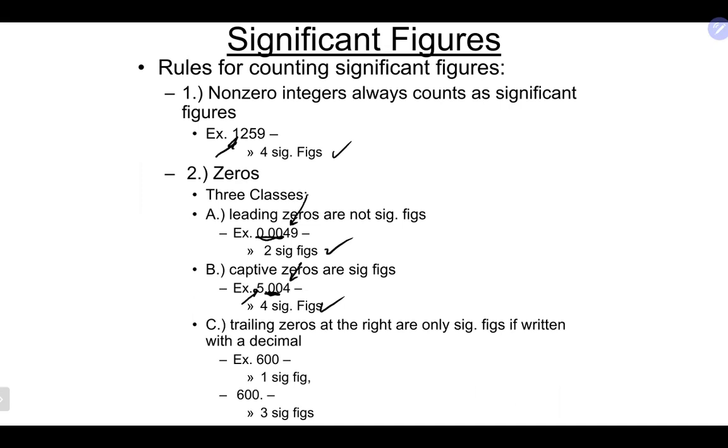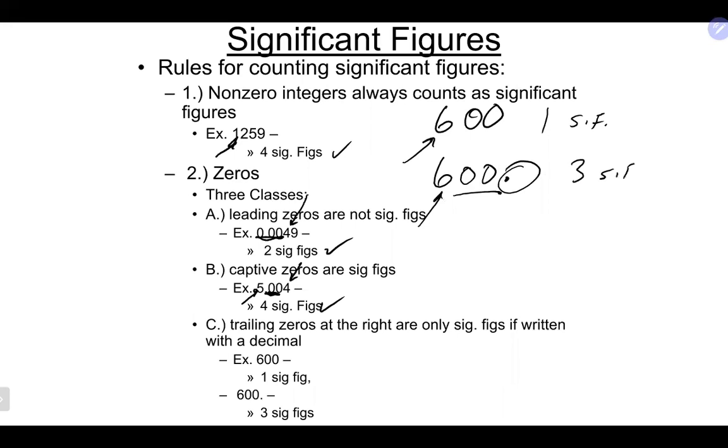With a decimal point in the number, those zeros at the end would be significant. Take 600 written like this. There is no decimal point written in here, which means this 6 is the only significant figure we have. The zeros at the end would not be significant. If I wrote the 600 with a decimal point, I would now have 3 significant figures, as the 2 zeros at the end would become significant because of the decimal point. That would be 3 sig figs.